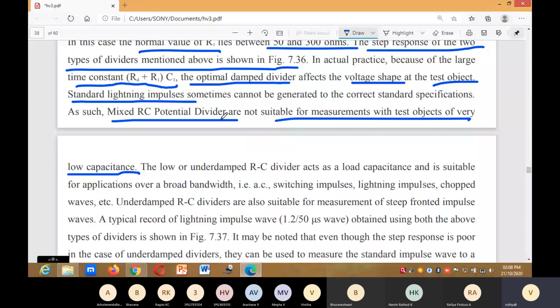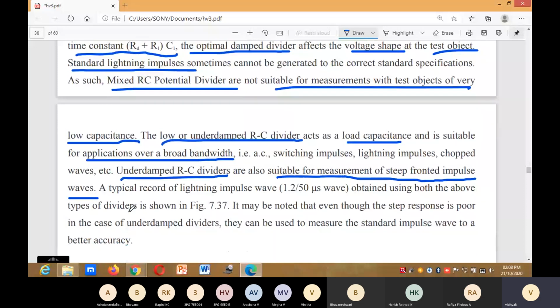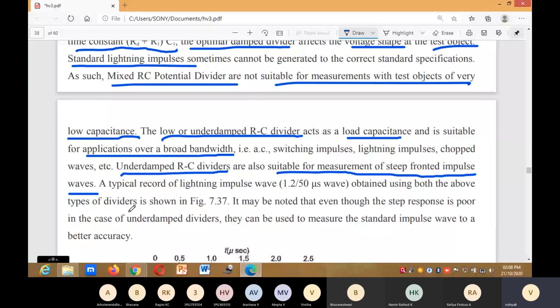The low or underdamped RC divider acts as a load capacitance, and it is suitable for applications over a broad bandwidth, like switching impulses, lightning impulses, chopped waves, etc. Underdamped RC dividers are also suitable for measurement of steep fronted impulse waves.